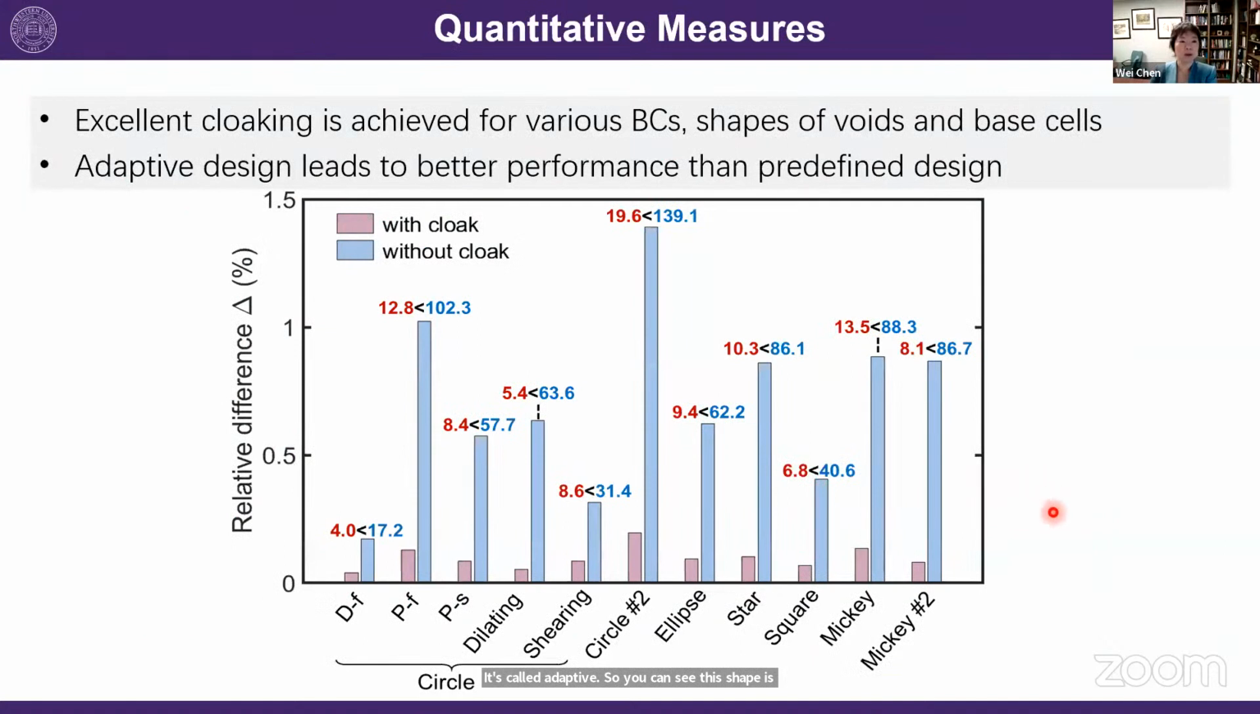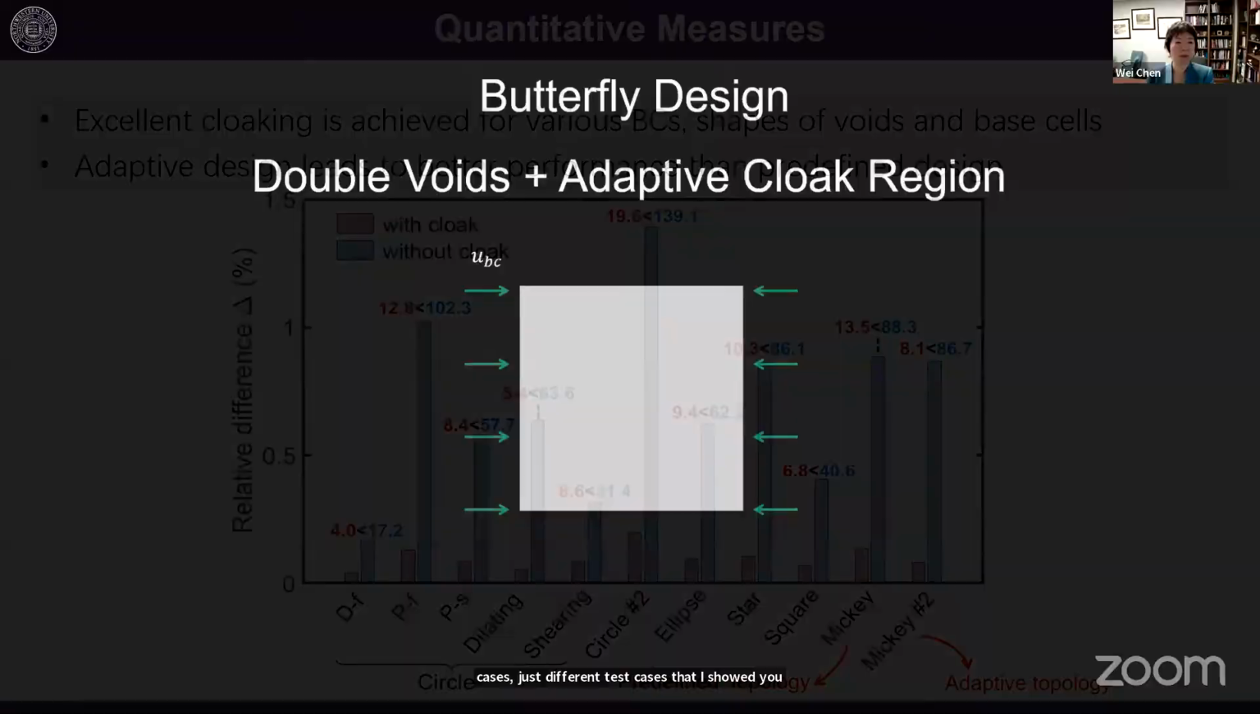Some quantitative measures here show you the objective differences. Basically it is the error, we call it the error function, the difference between after cloaking and before cloaking. And you can see that the solution with cloaking, represented in the red color, is much, much better compared to if you don't do anything. Those are just different test cases that I showed you earlier: predefined topology and adaptive topology.